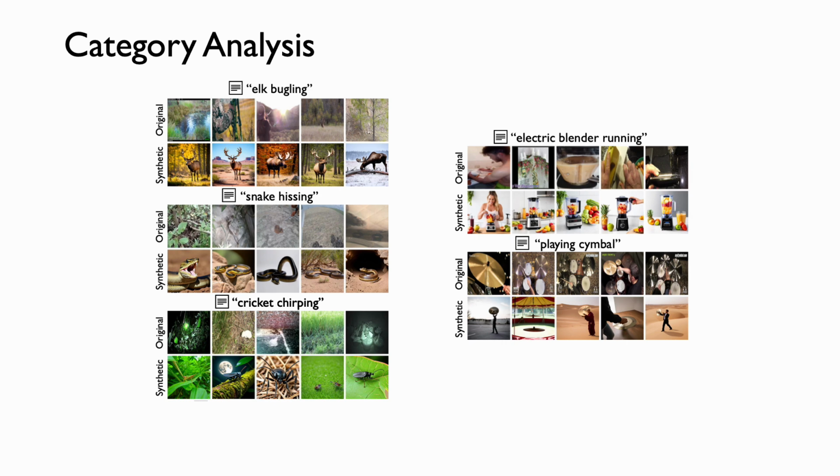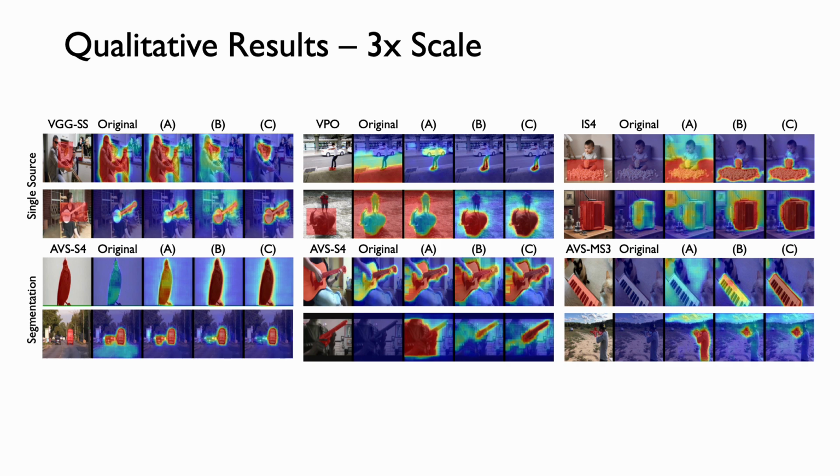Categories like snake hissing and electric blender running often contain poor visual samples in the real dataset, such as tiny objects or extreme close-up views. In contrast, synthetic generation can produce clearer and more informative images. However, for playing cymbal, although the generated images contain symbols, their visual distribution differs significantly from the real test images, where the entire musical instrument setup is usually visible. From this point, we present qualitative results of our model across different datasets and tasks.